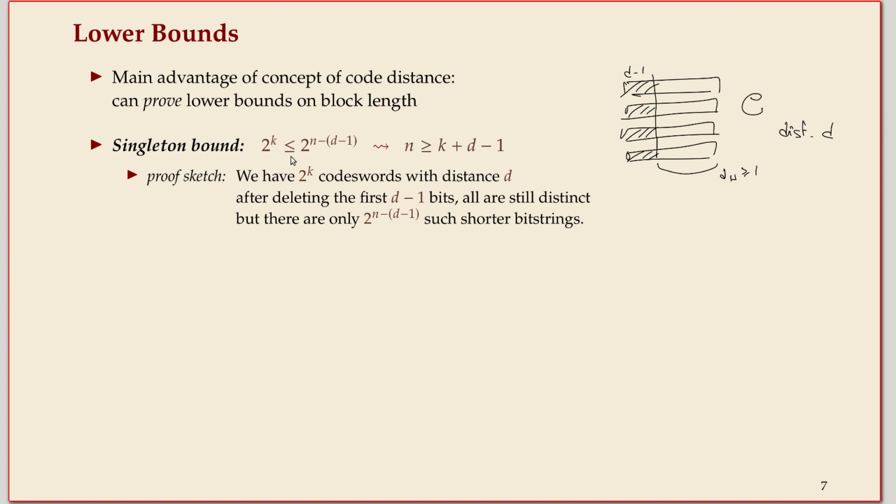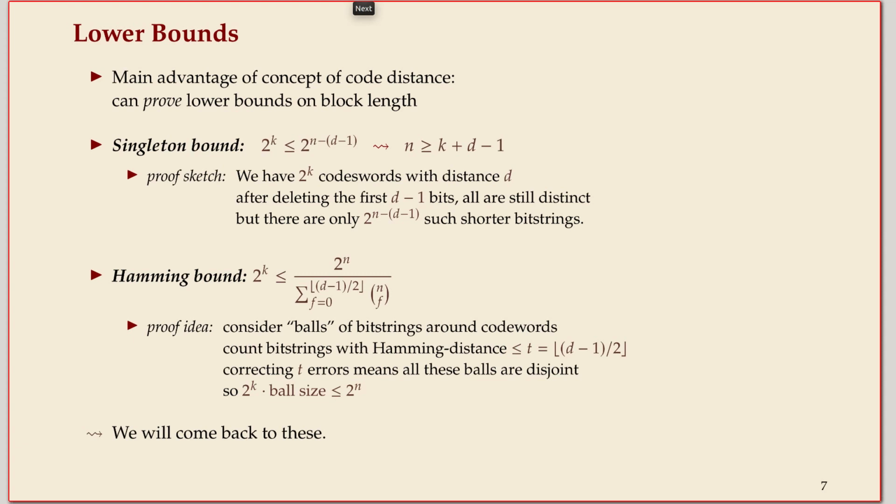The Singleton bound is fairly simple, but it's often not strong and not achievable. It's a little weaker than you would like it to be, and that's because it's a fairly simple argument. A second bound that Hamming himself proved says that the number of code words is less than this quantity, which looks a little weird. So it's also not so nice to invert it and say what n has to satisfy. But if you're given values of n, k, and d, you can check whether this inequality is satisfied.